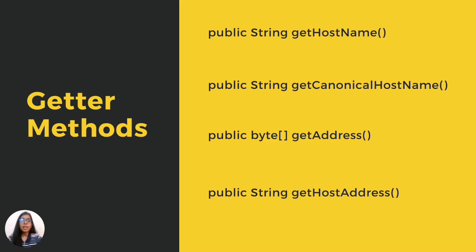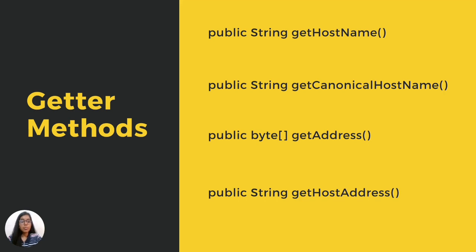Next in the category are the getter methods of the InetAddress class. The InetAddress class contains 4 getter methods as shown here. These methods return the host name as a string and the IP addresses as both string and byte array. There are no corresponding setter methods, which means that packages outside of java.net cannot set InetAddress object fields behind its back. This makes InetAddress immutable and thus thread safe.